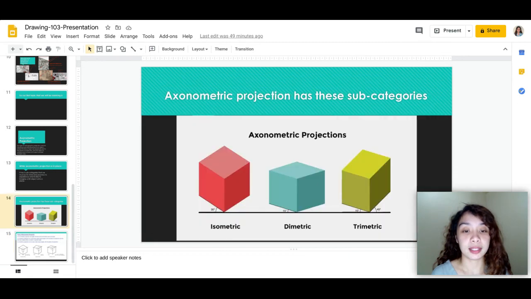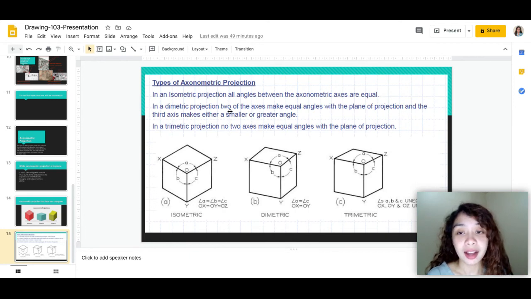Okay. Balikan natin. Ayan. Ang example niya dito is gumamit siya ng 15 degrees. Halimbawa, sa diametric, gagamit ka ng 45 by 45. 15 by 15. Yan. Ulitin ko. A diametric projection, two of the axes makes equal angle with the plane of projection and the third axis makes either smaller or greater. While in trimetric projection, no two axes makes equal angles with the plane of projection.